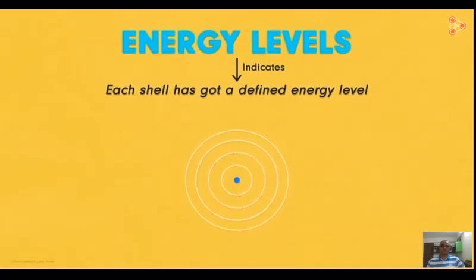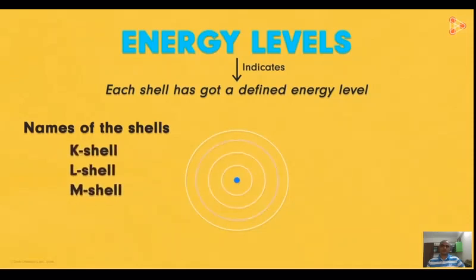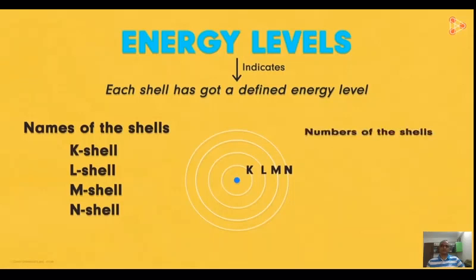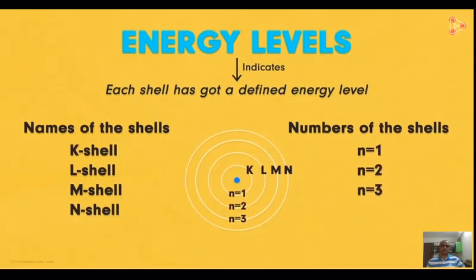And how do we name these shells to indicate their position? It's simple. Beginning from the one near the nucleus, we name them as the K shell, L shell, M shell, N shell, and so on. And what if we want to number them? In that case, we use the letter n in lowercase and write them as n equals 1, n equals 2, n equals 3, and so on, beginning from the one next to the nucleus. So we can name them alphabetically, or we can even number them.